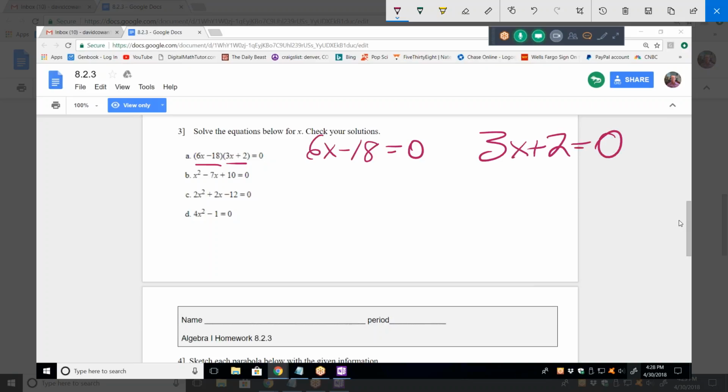Now solve the first one. The first one, we're going to add 18 to both sides.